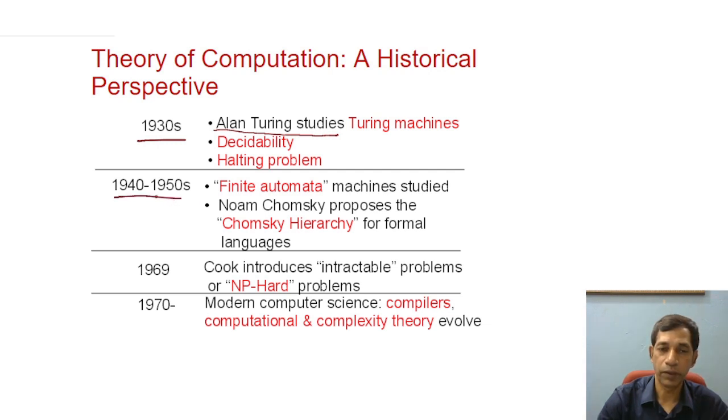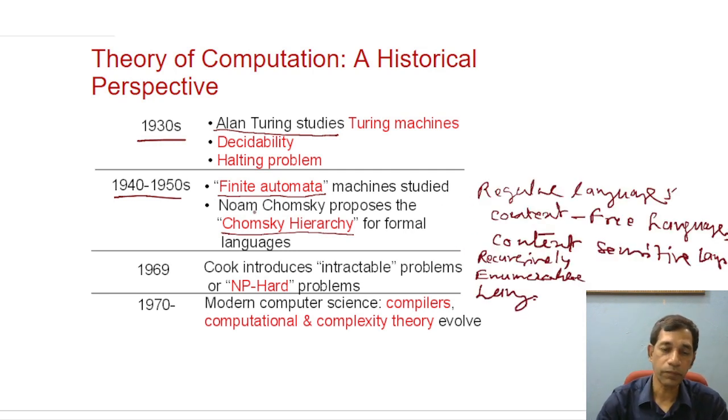During the 1940s and 1950s, the simplest model of computation was discussed, which is the finite automata. During the 1950s, Chomsky also gave the hierarchy known as the Chomsky hierarchy of formal languages, from which you will come to know the classes of languages. Chomsky classified the languages into four classes: the regular language, the context-free language, the context-sensitive language, and the recursively enumerable language.